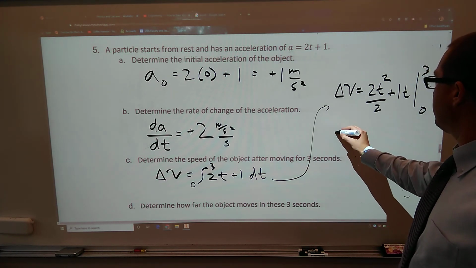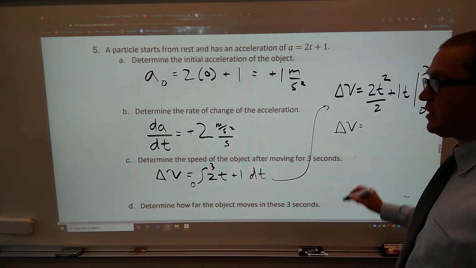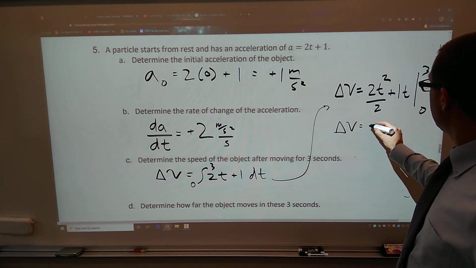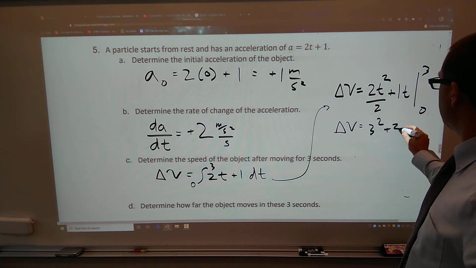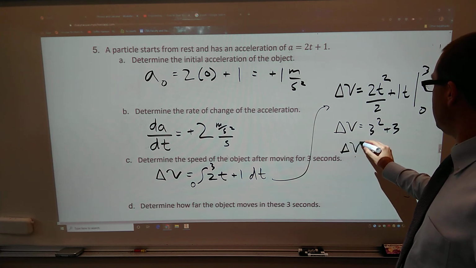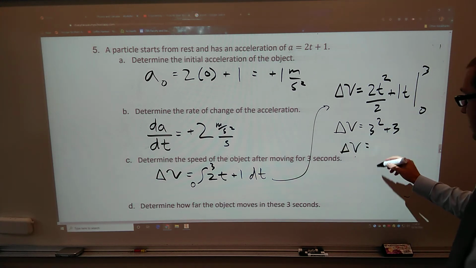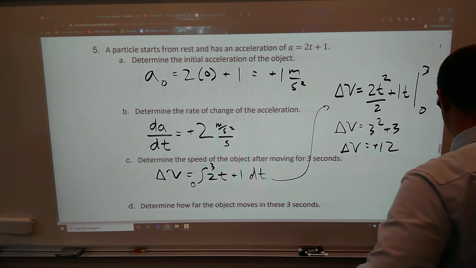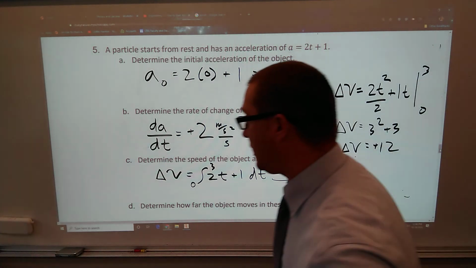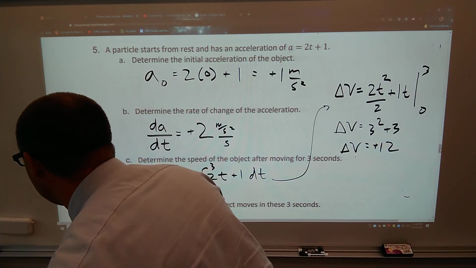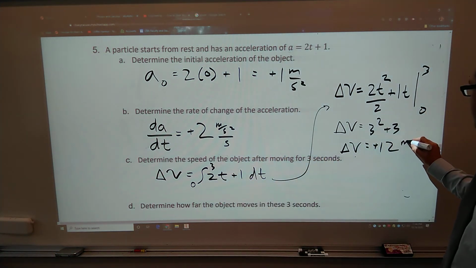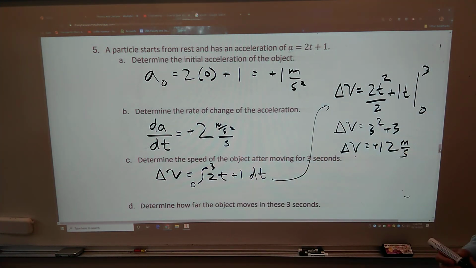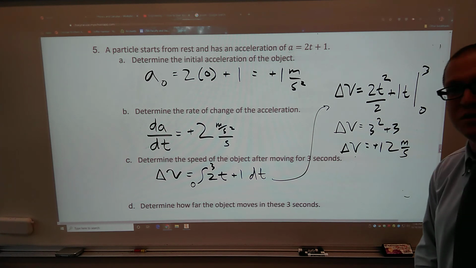So delta V ends up being, well, the 2's cancel. So I put in 3, so it's 3 squared plus 3. Delta V is 9 plus 3, which is 12. Plus 12 meters per second. All right, plus 12 meters per second.